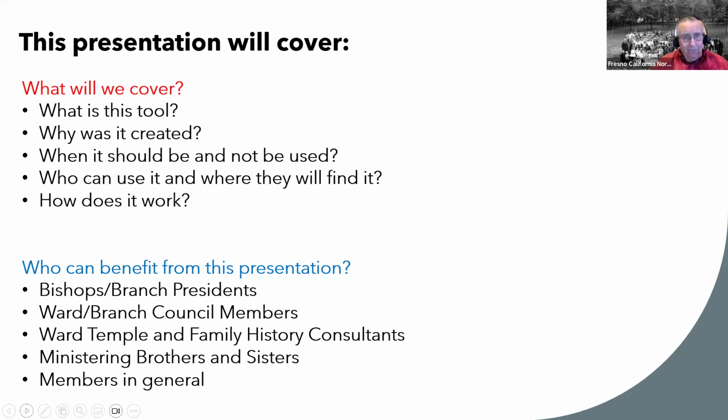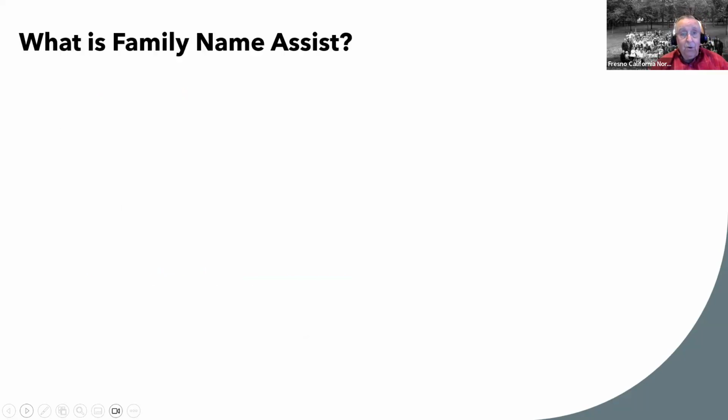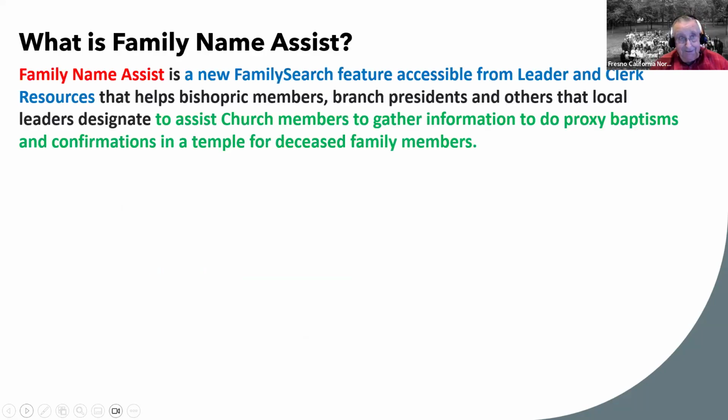It's kind of morphed from when it was first introduced at RootsTech to what it is now, through a series of articles and different things that have been written about it. The usage of it and how it can be used has expanded from what I initially heard back at RootsTech. Okay, so what is Family Name Assist?